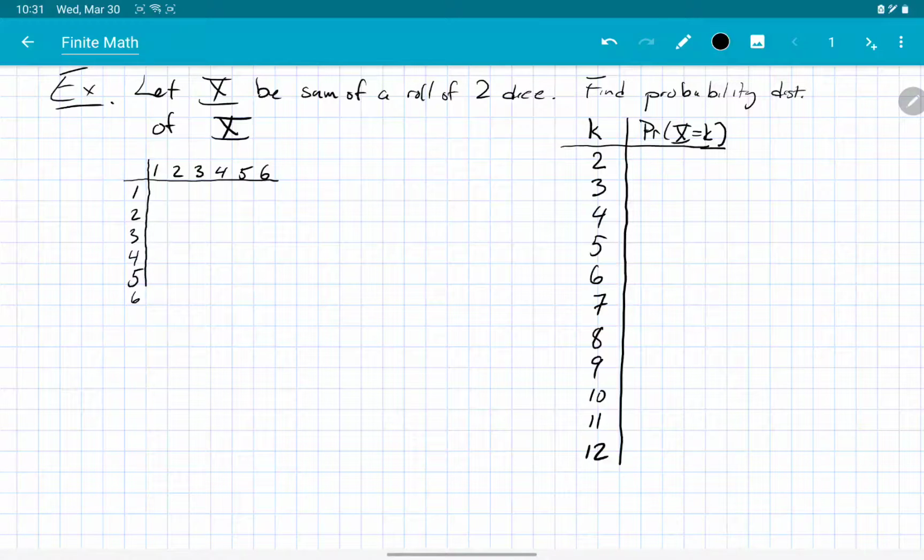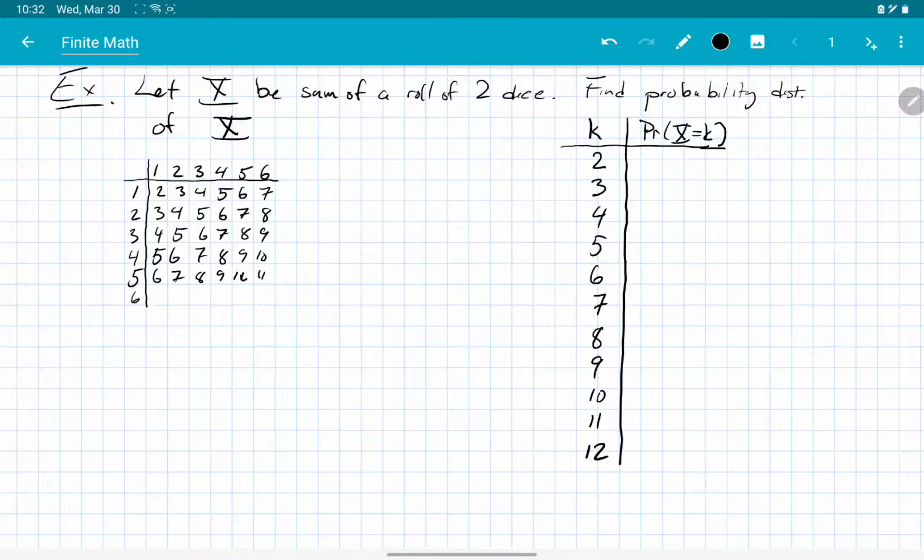So the vertical is the number you get on the first toss, and the horizontal is the number you get on the second. And then, of course, we can fill this out. 2, 3, 4, 5, 6, 7, 3, 4, 5, 6, 7, 8, 4, 5, 6, 7, 8, 9, 5, 6, 7, 8, 9, 10, 6, 7, 8, 9, 10, 11, 7, 8, 9, 10, 11, 12. All right, so there's all the possibilities there.